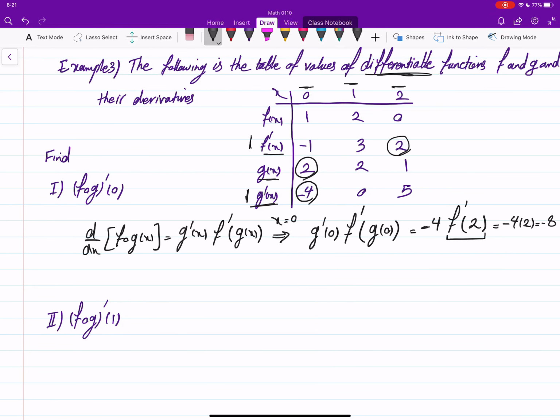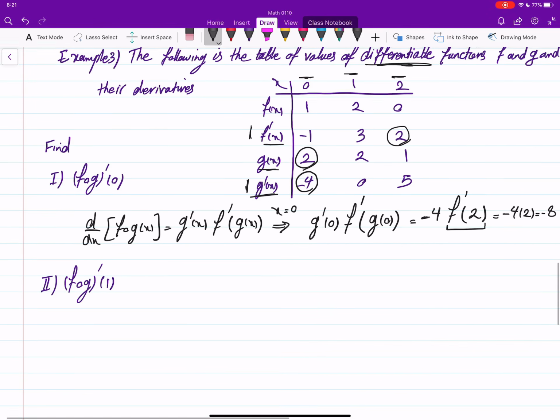That's how we find it using the table. Just find the derivatives and then set x equal to 1, and that will give you what you're looking for.